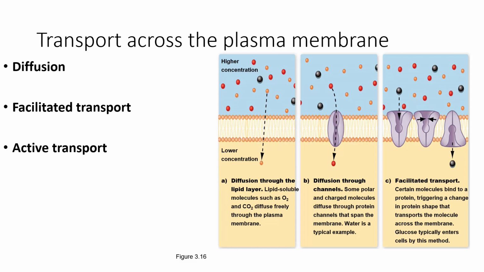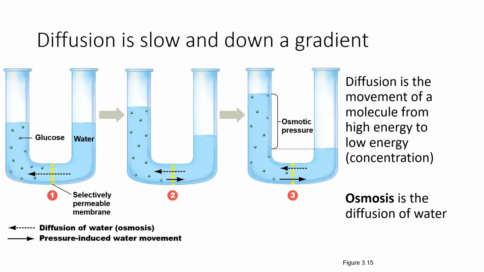Facilitated transport can use channels or can use certain transporters, and we'll look at that more in a little bit. And this means that you have facilitation by a protein to move something that could not go through the plasma membrane on its own. Last, there is active transport. Active transport requires adenosine triphosphate, aka ATP. So active transport is active because it requires energy. So let's look at these in a little more detail.